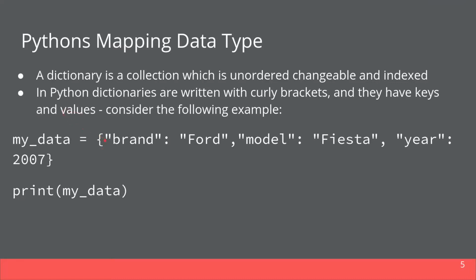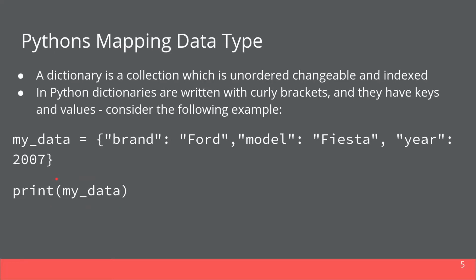In the dictionary, we have the key, then we have a colon, and we have the value. And each of these is in quotes. Each item in the dictionary is separated using a comma. And the dictionary is closed in the same way that it is opened, with a curly brace. And when we want to print it out, we print it out just like any other variable. We just print my_data.